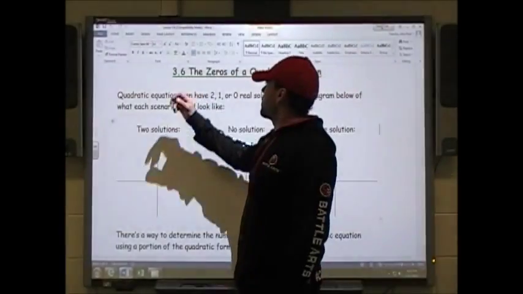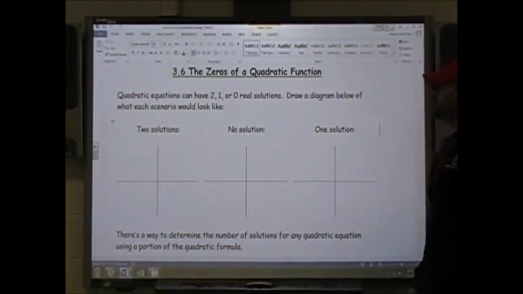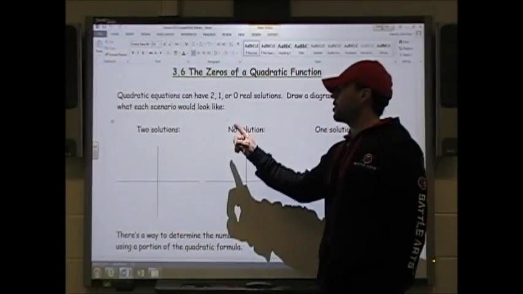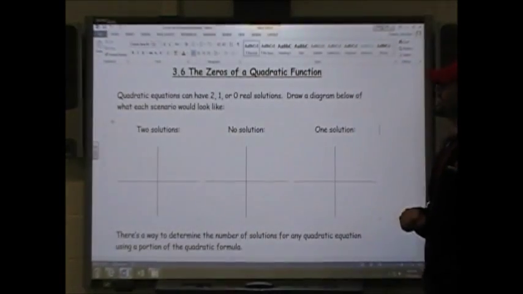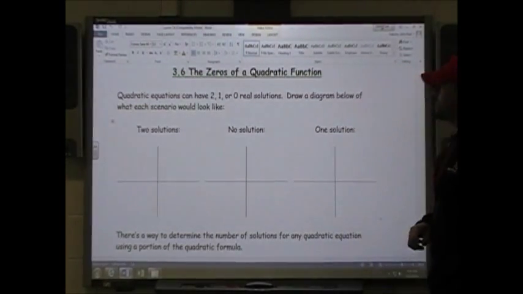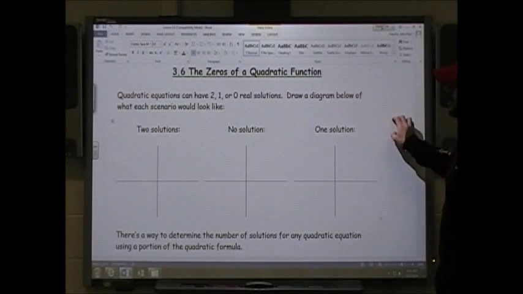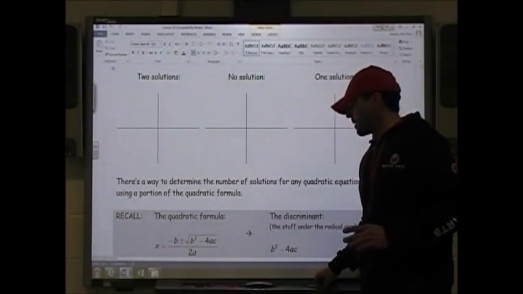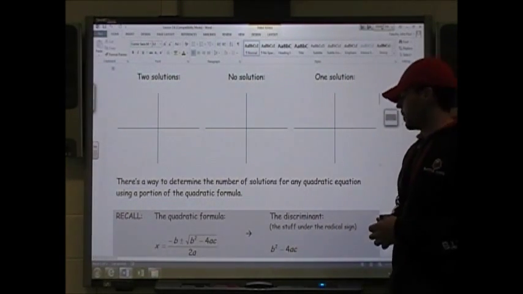So let's take a look at this, 3.6, the zeros of quadratic functions. I actually mentioned this in the last lesson, but quadratic functions can have 2, 1, or 0 real solutions. Draw a diagram below of what each scenario would look like. So let's take a look at this. I will draw both, opening up and down.